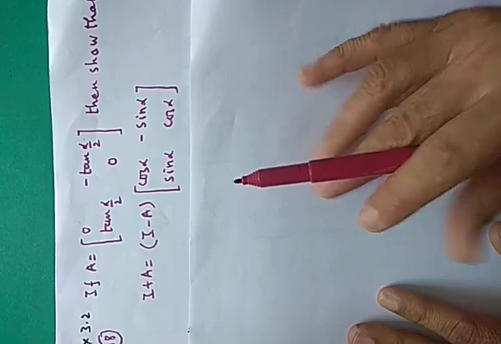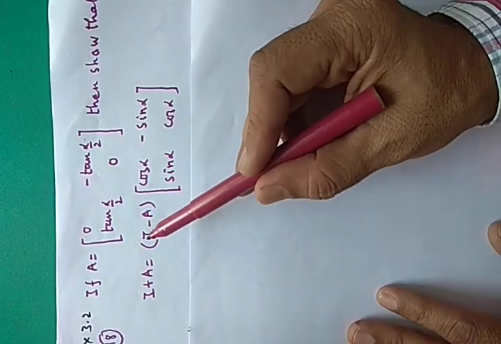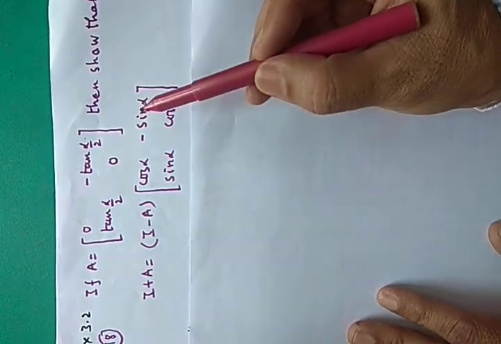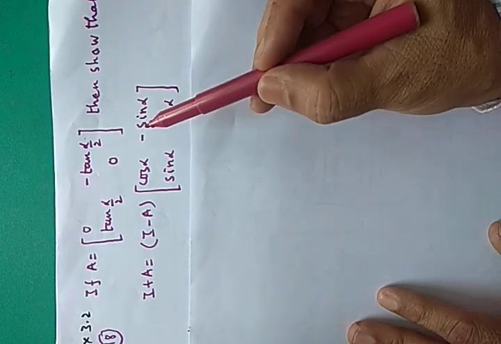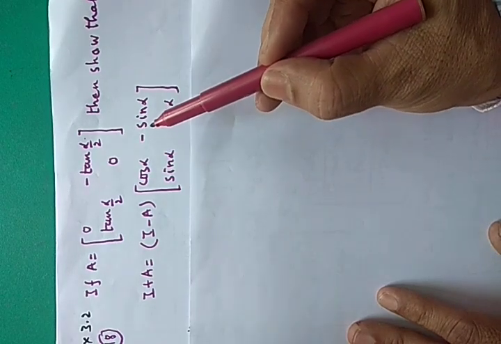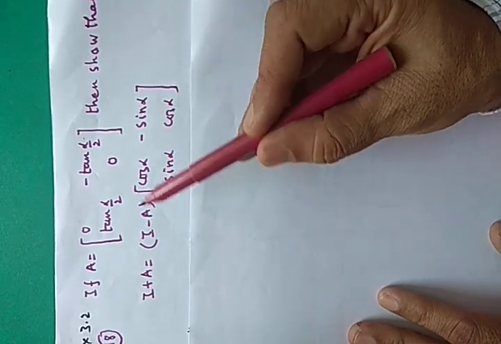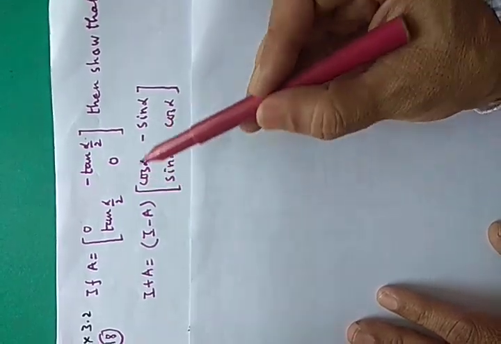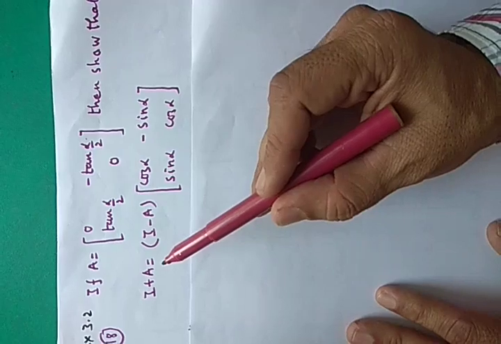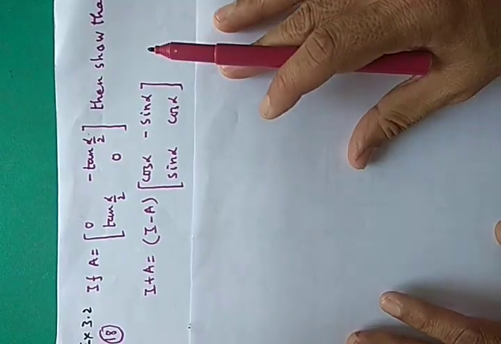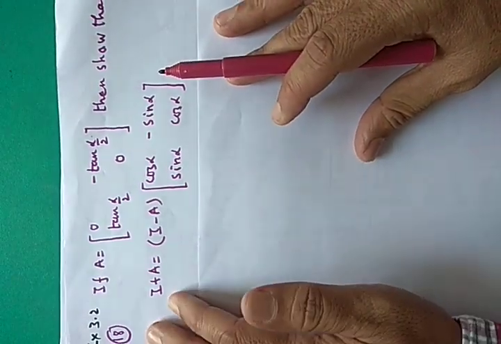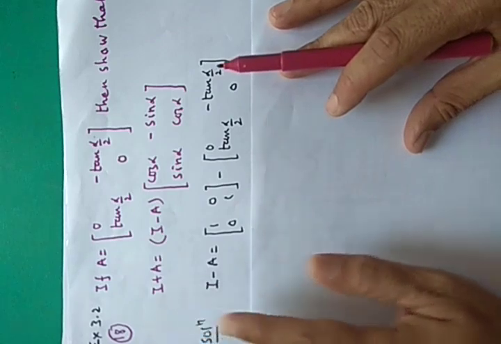So first we calculate separately the value of I minus A, then value of this matrix in terms of tan alpha by 2. Then we will multiply these two matrices. In this way we will get right hand side, and after simplification we will prove that this is equals to I plus A. Okay. So first we calculate I minus A.